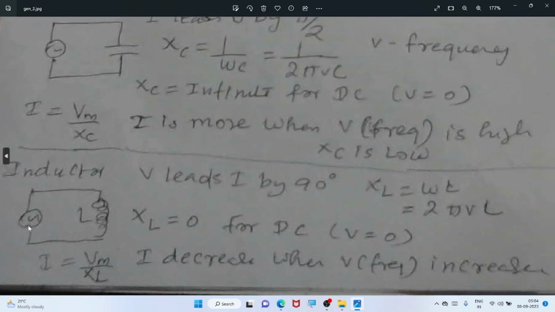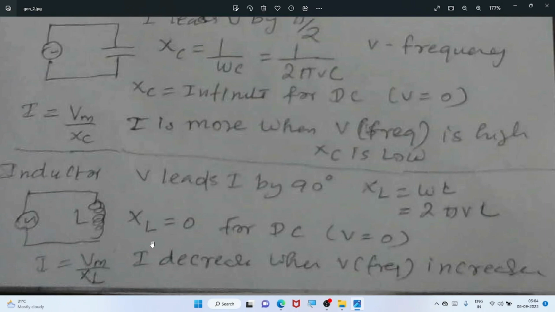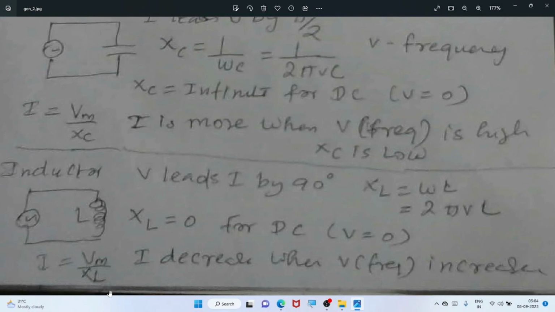For an inductor connected here: in a capacitor, current leads voltage by 90 degrees. In an inductor, voltage leads current by 90 degrees. Okay, voltage leads current by 90 degrees. Here it is 2 pi nu L, not in the denominator. For DC, because this is not in the denominator, when frequency is 0, XL will be 0. So in this case, I decreases when frequency increases. So here, for the capacitor, I increases when frequency increases, and here, for the inductor, I decreases when frequency increases, because of this formula. Here 2 pi f L, there 1 by 2 pi f C.